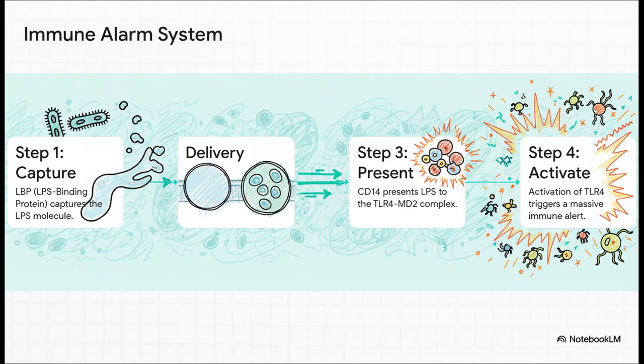You know, our body's alarm system for this is surprisingly organized. It's like a relay race. When bacteria die and release LPS, a protein called LBP, that's LPS binding protein, swoops in and grabs it. LBP then acts like a delivery service, handing the LPS off to a receptor called CD14. Then CD14 presents it to the final detector, a complex known as TLR4. And the second TLR4 gets activated, bam! The alarm bells start ringing like crazy and the body unleashes a massive immune alert.